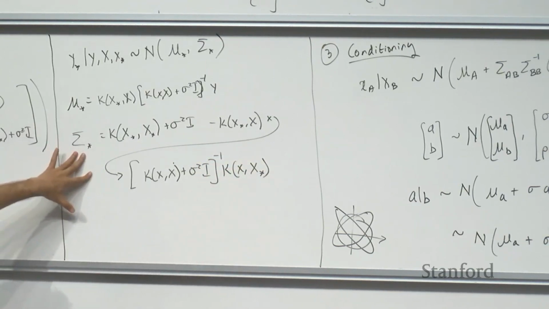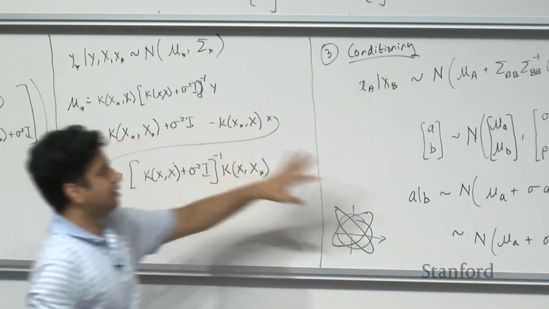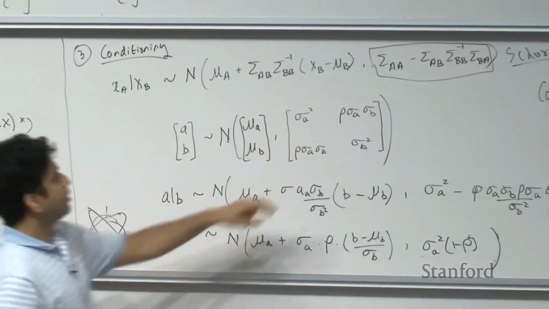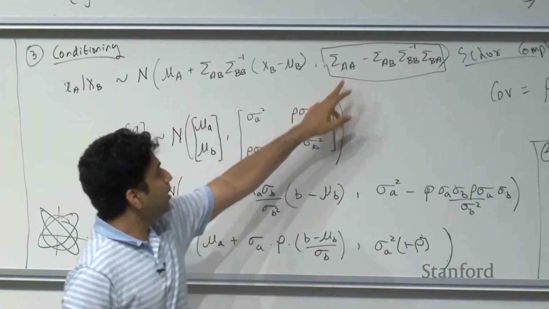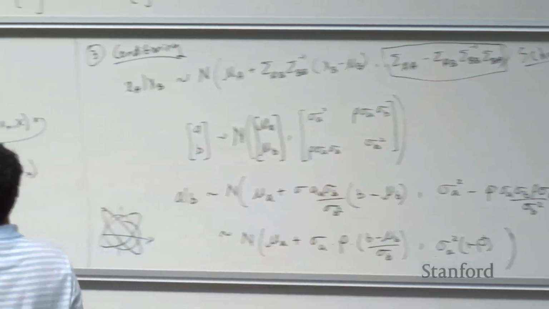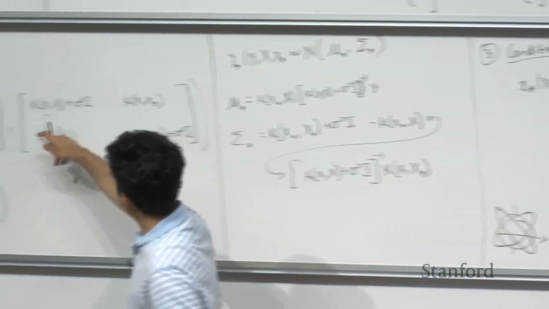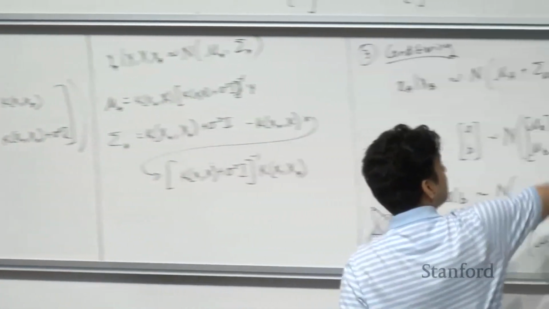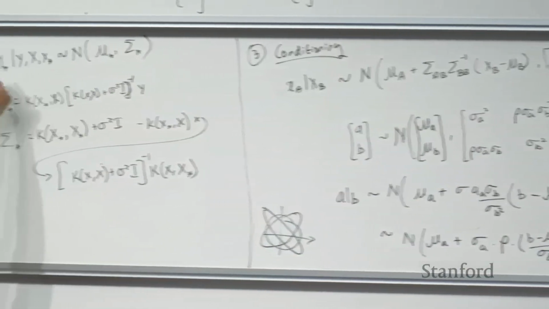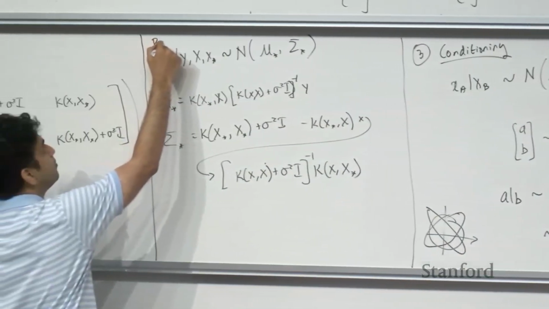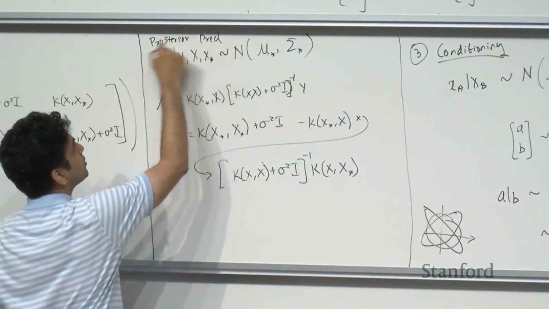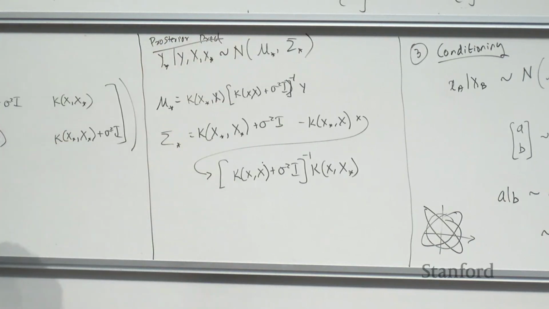This is a complex looking expression, but this is exactly the same as this, where we plug in k of x x in place of sigma AA, k x star in place of sigma bb, and k of x x plus sigma square I in place of sigma AA, and so on. Right? We're just applying the conditioning rule, and we got our posterior predictive distribution. This is the posterior predictive distribution of Gaussian processes.